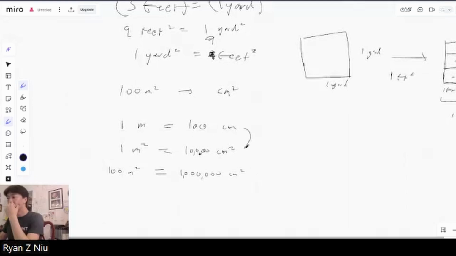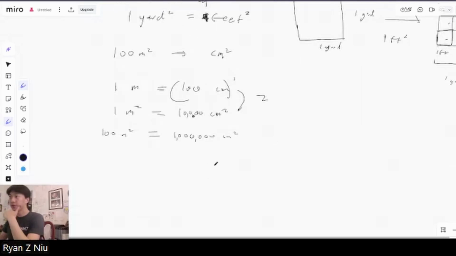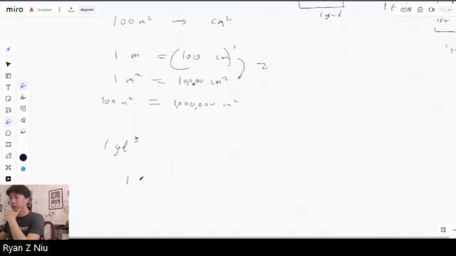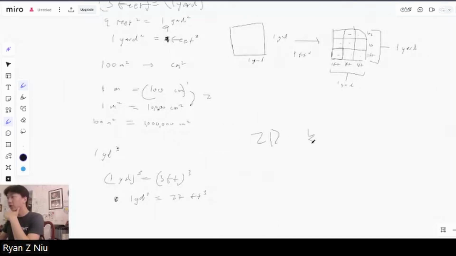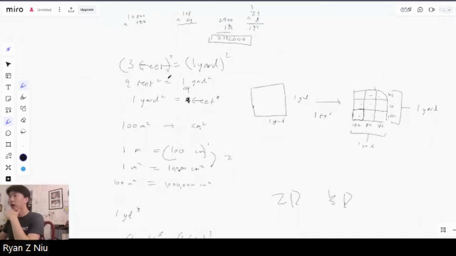And so it's important to keep in mind, you square the entire expression. And this is the same for 3 dimensions. So if you have 1 cubic yard, well, then 1 yard is 3 feet, you have to cube the whole thing. So 1 cubic yard would be 27 cubic feet. So just remember, whenever you're doing conversions between dimensions, like 2D and 3D, you always want to make sure to square everything, even the number.